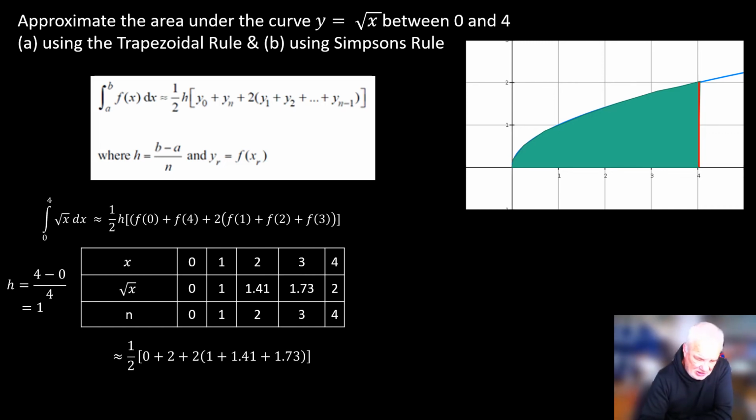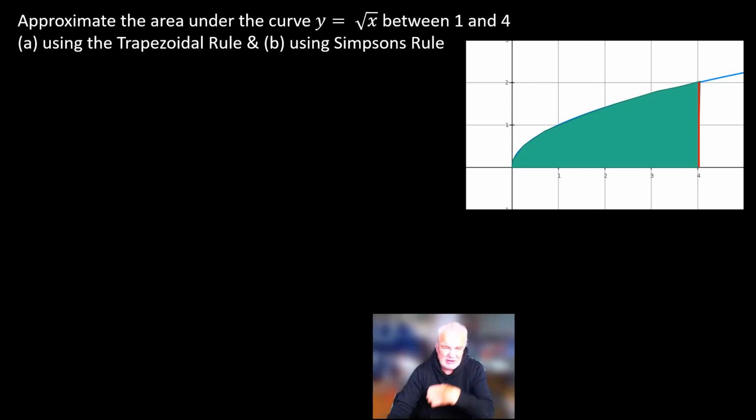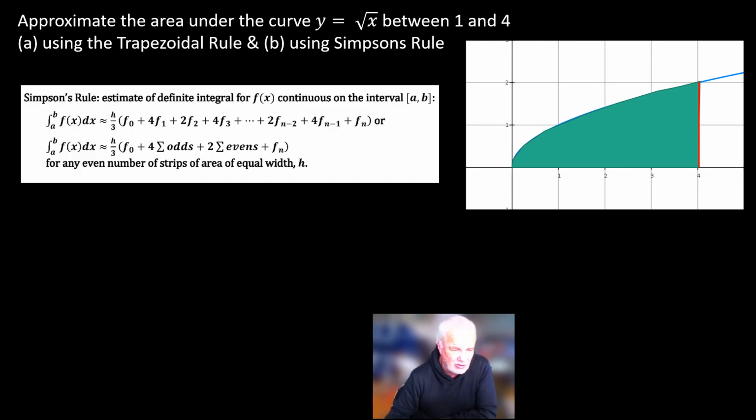So, putting the numbers in, there we can see it all there. The first one is 0, the last one is 2, and then the ones in the middle: 1 plus 1.4 plus 1.73. Work all that out and you get 5.14 square units. 5.14. So we need to remember that, because now we're going to do it with Simpson's rule.